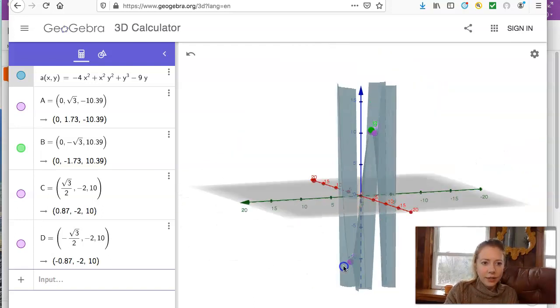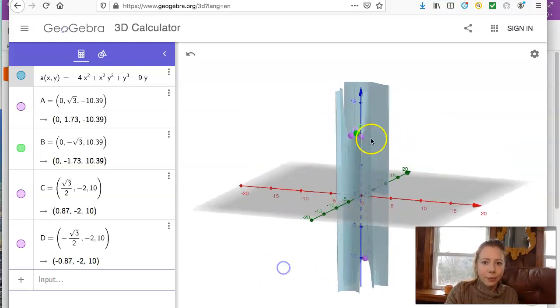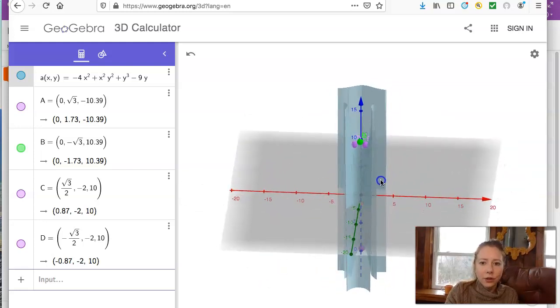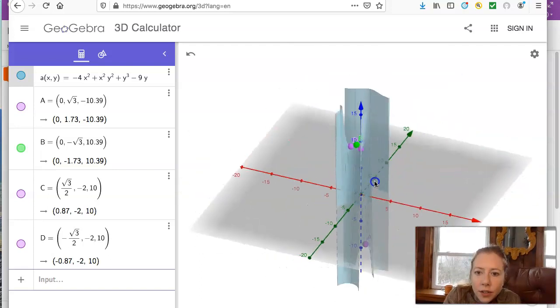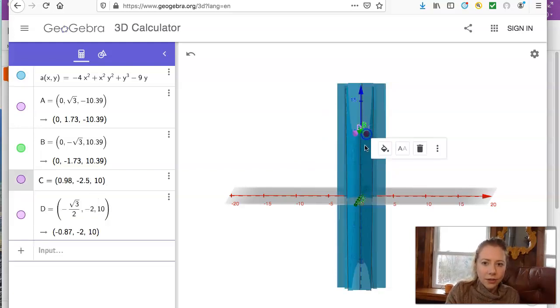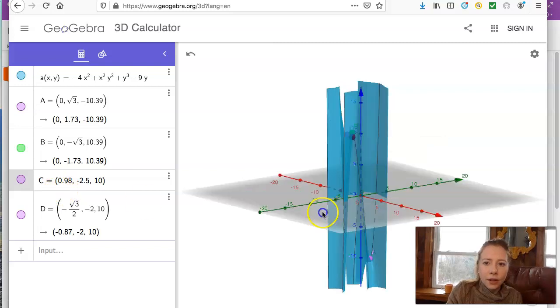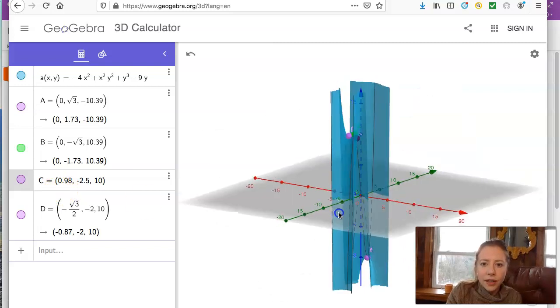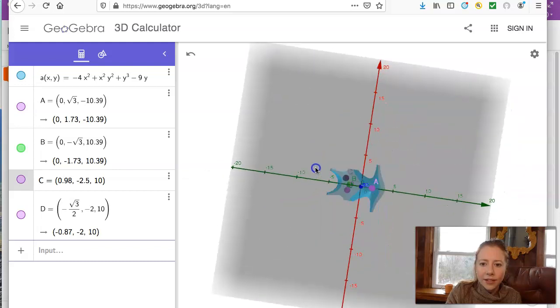So then next, this point B here is our local max. It's a little challenging to see, but you could see that as a high point right there. And if you look at points C and D, so that's when x is the square root of 3 and y is minus 2, and x is minus the square root of 3 and y is minus 2, we have saddle points. So the purple points are saddle points, and the green is the local max there.